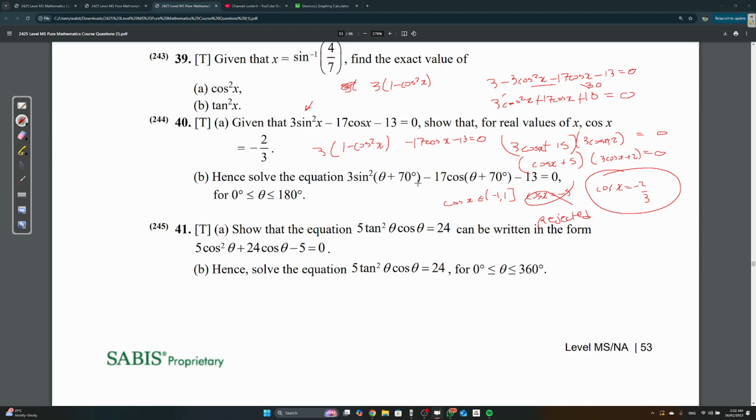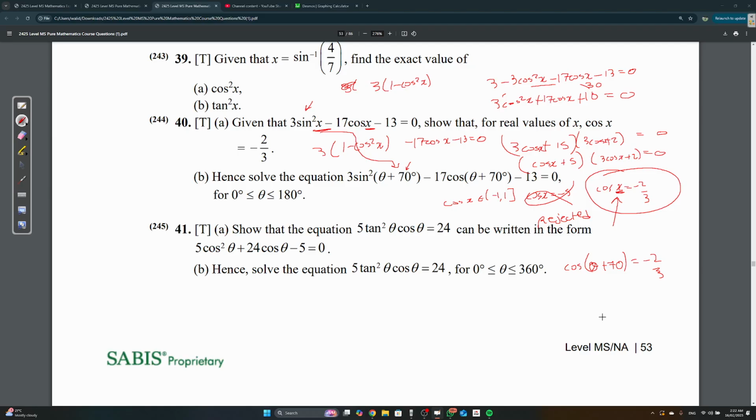I don't know why I'm complicating this. Basically what they did here is they just substituted this x with theta plus 70. So now we said cosine x is equal to minus 2 over 3. Instead of x, they changed it to theta plus 70. So cosine of theta plus 70 is equal to minus 2 over 3, and you solve, easy as.